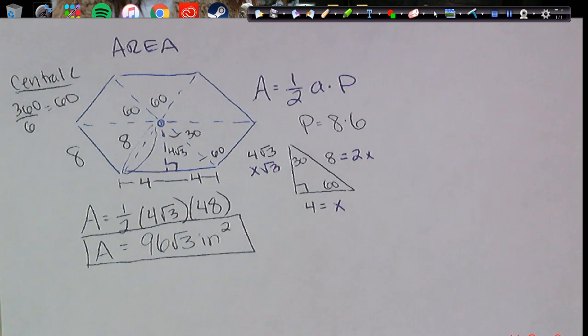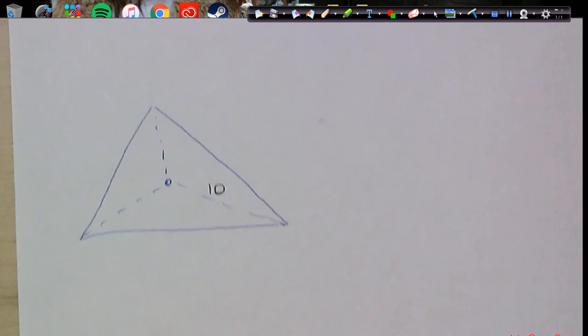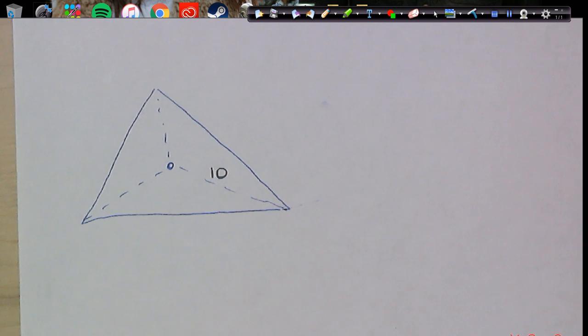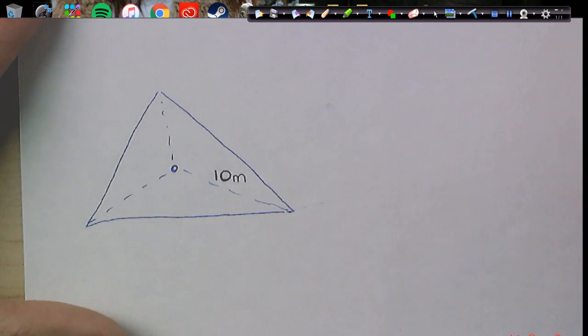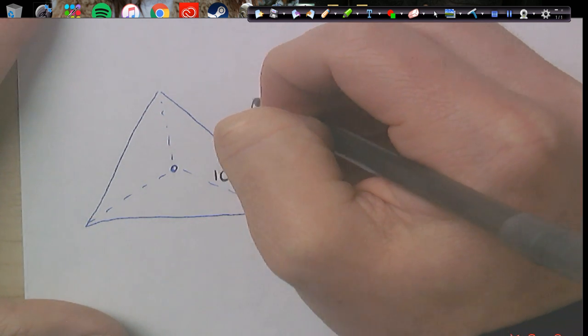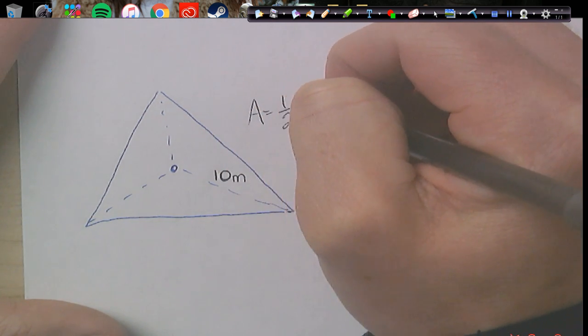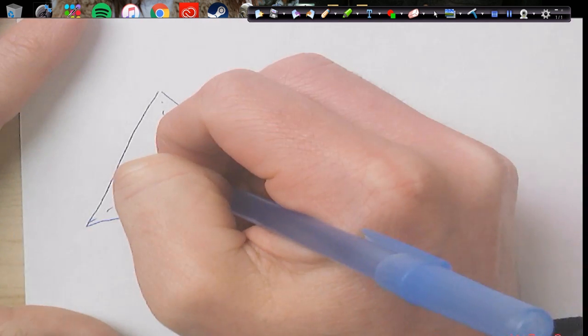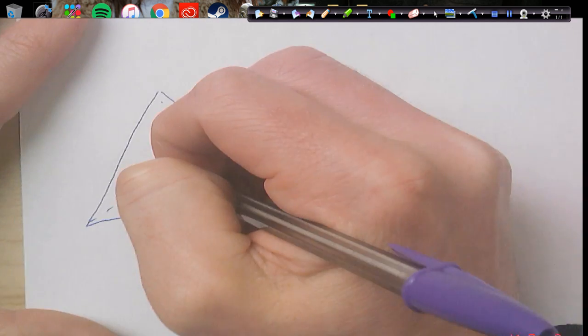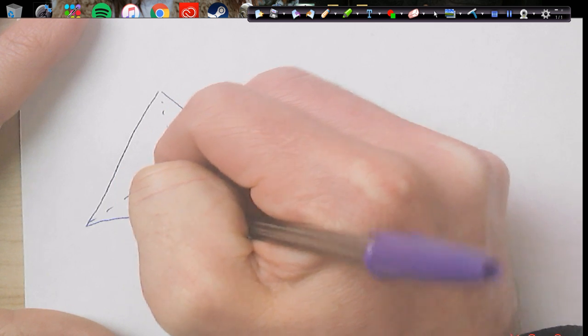So another way to attack this problem given a side length. So let's look at our other two shapes that we had this with. Okay? So here's another shape. We'll call this meters. Finding the area of this piece, we're again going to use our same formula. Area equals 1/2 AP. I don't have the apothem, but what we do have is one of the pieces.